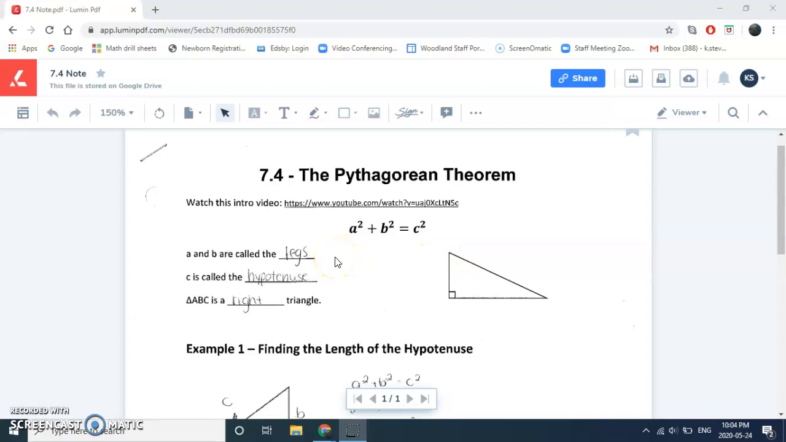So let's take a look. A and b are called the legs, right? So these are the legs of the triangle. And then we have c, which is called the hypotenuse, which is our longest line on the triangle. And a, b, and c make a right triangle. So this Pythagorean theorem works for all right-angled triangles. You'll always see this little box in the corner, and that's how you know that it is indeed a 90-degree angle.